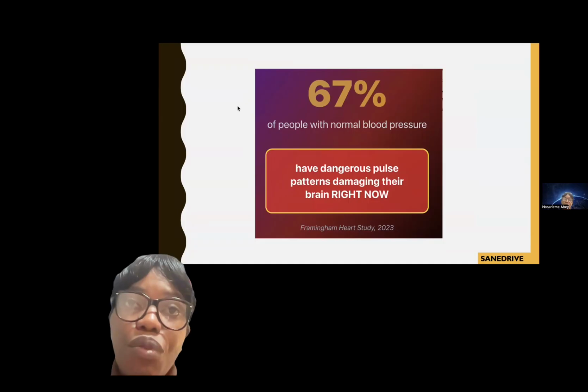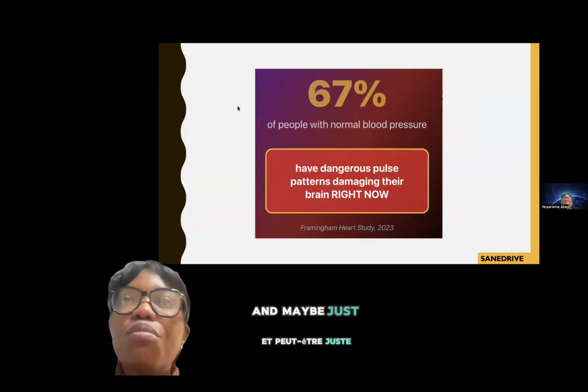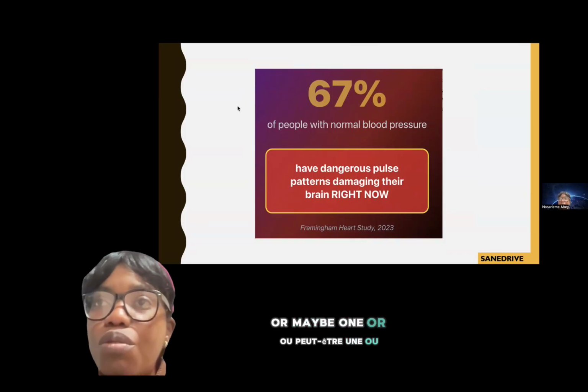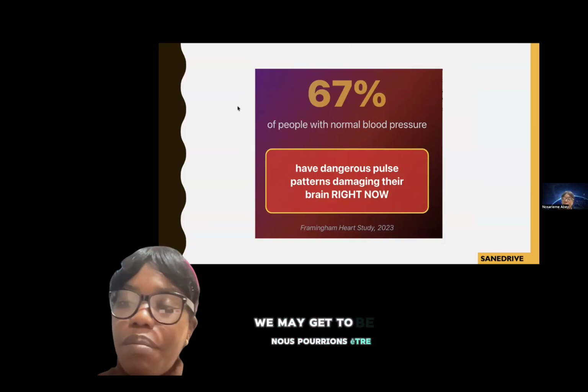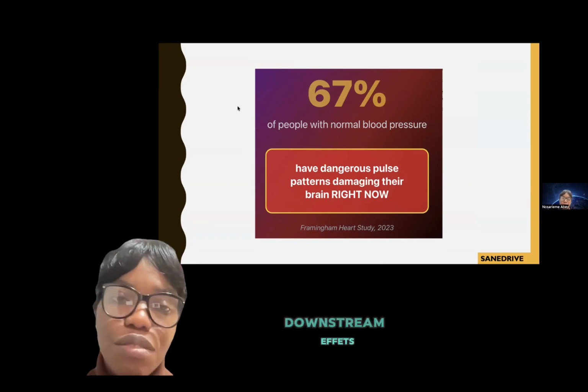The problem with the pulse pattern is very critical when it is not well analyzed or paid attention to. And if we're able to look at it critically and maybe just modulate one or two activities or one or two things, we may be able to coordinate or rightfully correct this pattern, and then we prevent some of these downstream effects later.